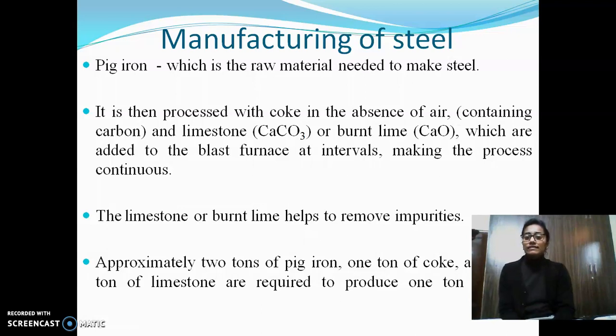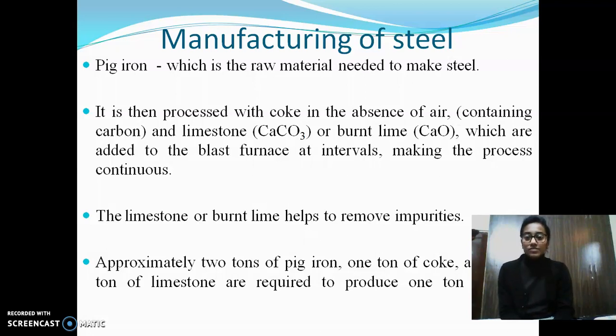So what is steel? Steel is an alloy of iron and carbon. How is this steel manufactured? Steel is manufactured from pig iron, which is the raw material needed to make steel. It is crude iron as first obtained from the smelting furnace.